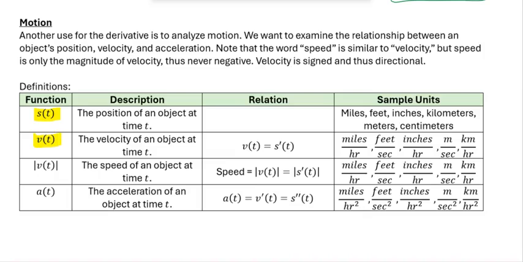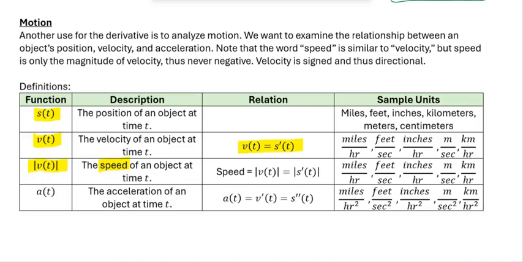V of t we'll use for velocity, and I want you to notice that the velocity function is just the derivative of the position function. We're going to talk about maybe why that is in just a second. If you take the absolute value of the velocity function, you get something we call speed. This is described more in a physics course. Velocity tells you how fast an object is moving and its direction. It could be positive or negative. Speed is the absolute value of it because speed is always a positive number.